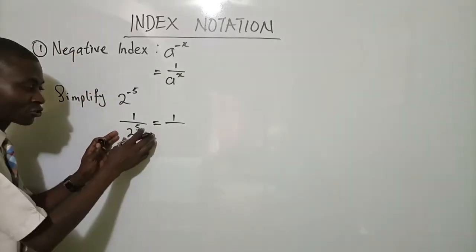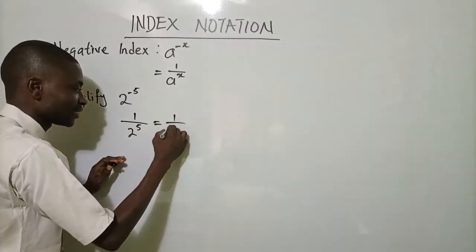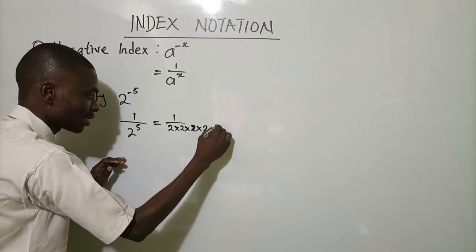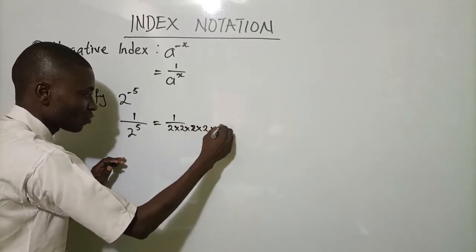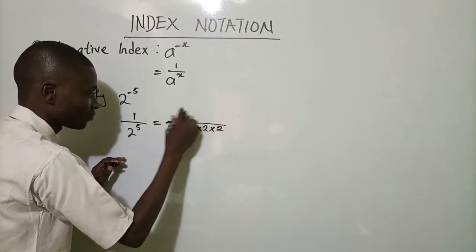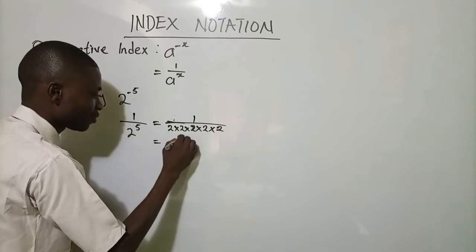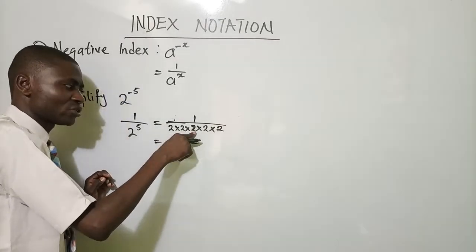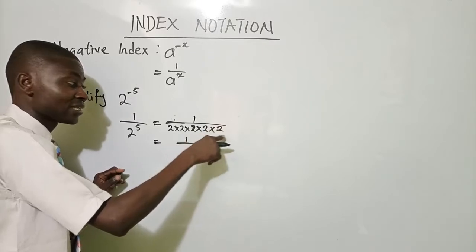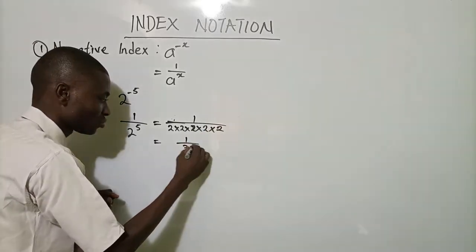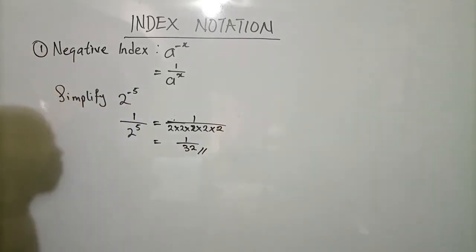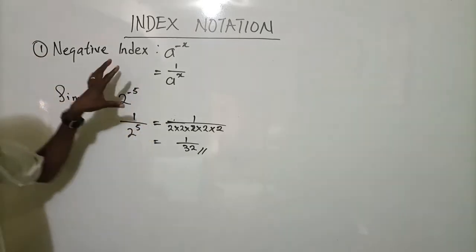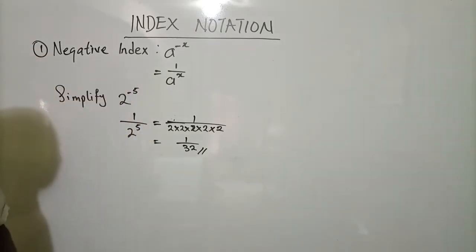Let's break this down so that some of us will understand. This is saying 1 over 2 times 2 times 2 times 2 times 2, that is 5 twos. Now let's do it together. 2 times 2 is 4. 4 times 2 is 8. 8 times 2 is 16. 16 times 2 is what? 32. So this is your answer, 1 over 32. This is how we apply this law in answering questions in indices.